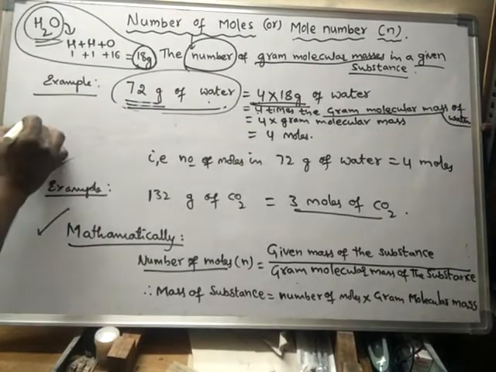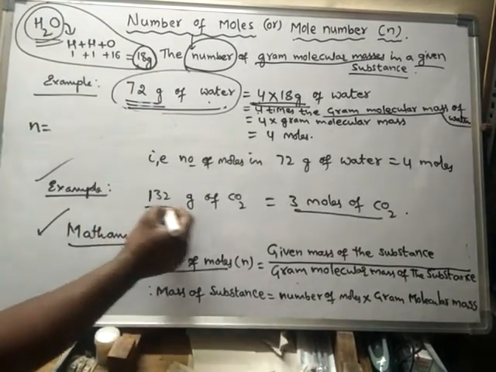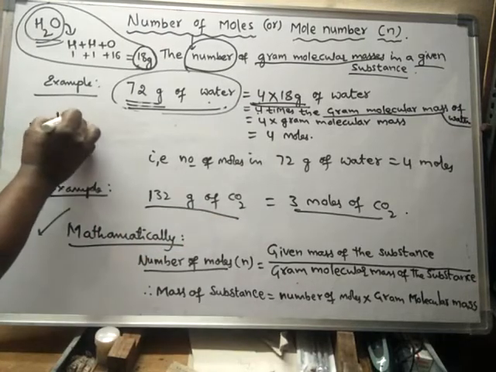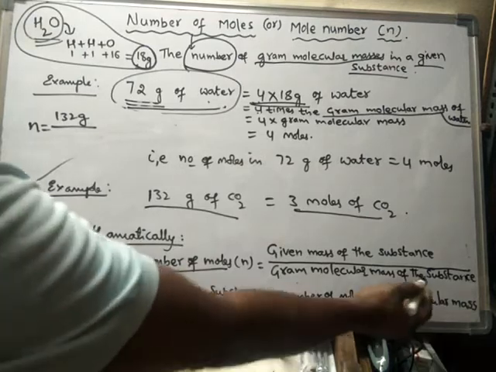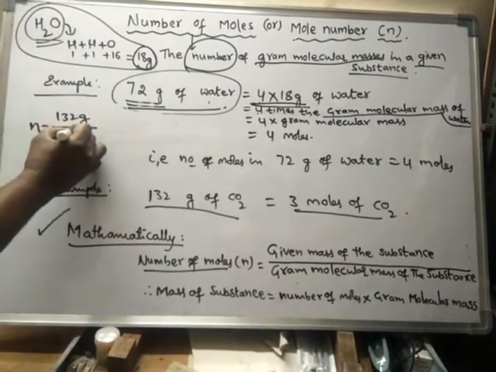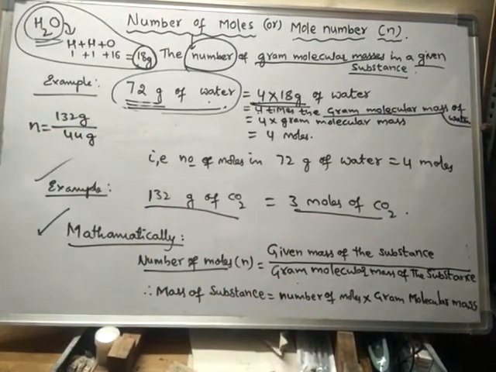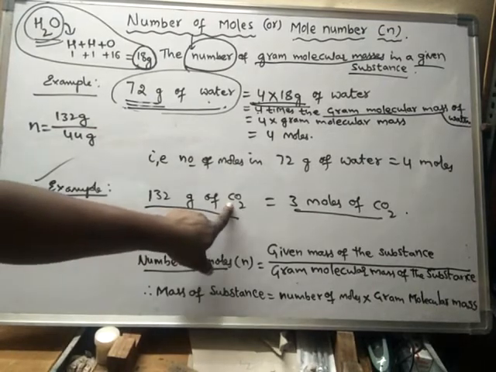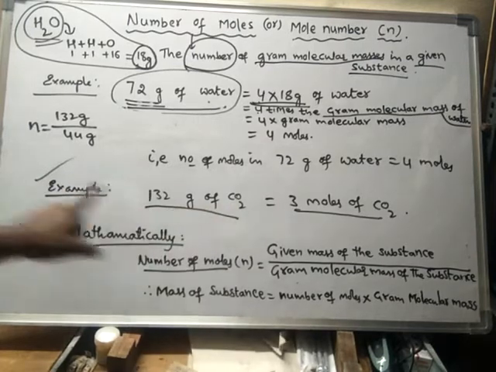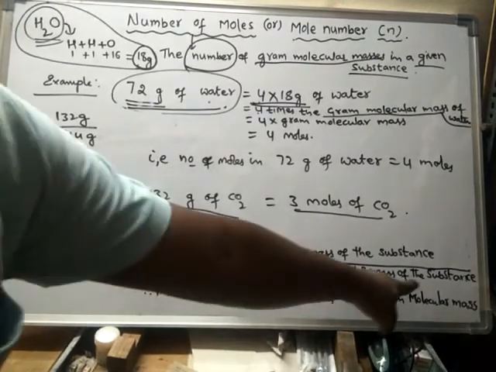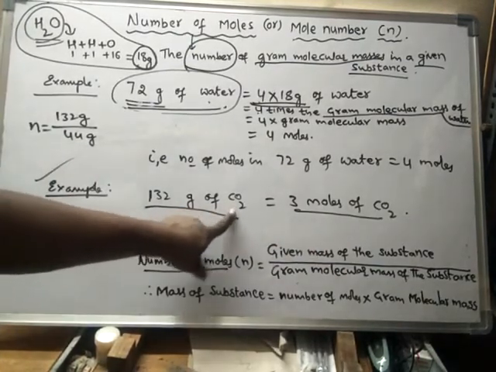So here, number of moles is equal to the given mass of carbon dioxide, how much? 132 grams. And what is the gram molecular mass of carbon dioxide? It will be 44 grams, if you add one carbon, 12, and two oxygens, 32. So 32 plus 12 is equal to 44. So the gram molecular mass of carbon dioxide is 44.